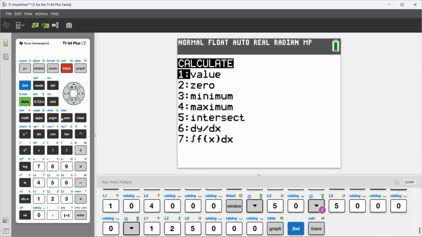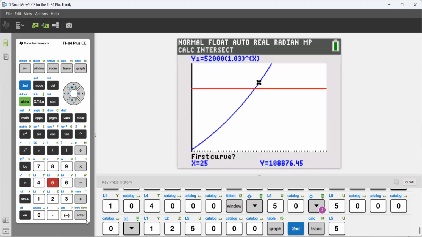Second trace, 5, enter, enter, enter. What do we have? 23.45 for x. That's what we have.